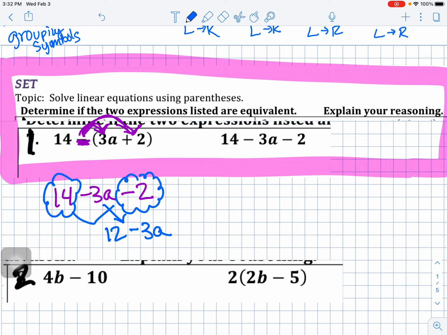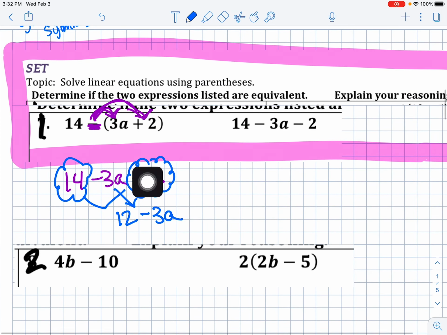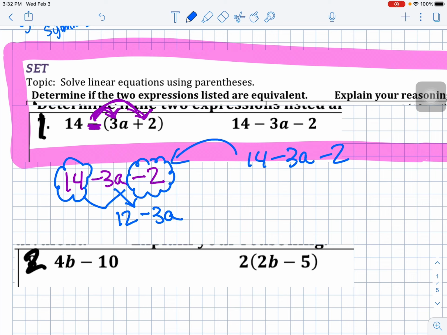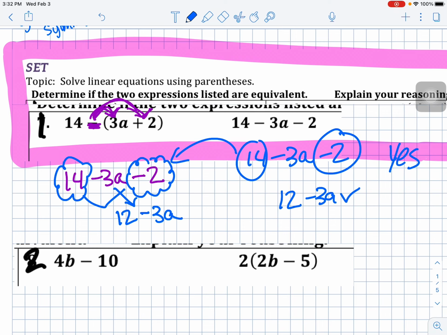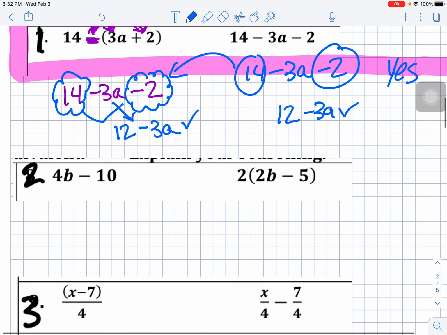So that deals with this side. Now we need to look at this side. So is 14 minus 3a minus 2 the same as this one? And actually, that is the same at the second step. So the answer to this one is yes, they are equivalent, which means the same. And if we simplified even further, we would say 14 minus 2 gives us 12 minus 3a. So they are equivalent, they are the same. So that's what you're doing in problems 1 through 4. You're just solving them to their simplest form to see if they are the same, which is what equivalent means.